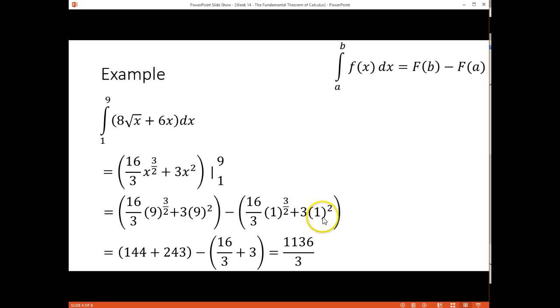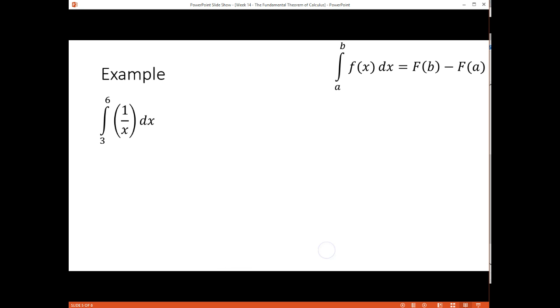And the nice thing about plugging in 1, the only thing easier than plugging in 1 is plugging in 0, but plugging in 1 just gives us the coefficient. So 16/3 plus 3. And if you do your work here and get a common denominator, you find the answer is 1136 over 3. Let's do one last example.